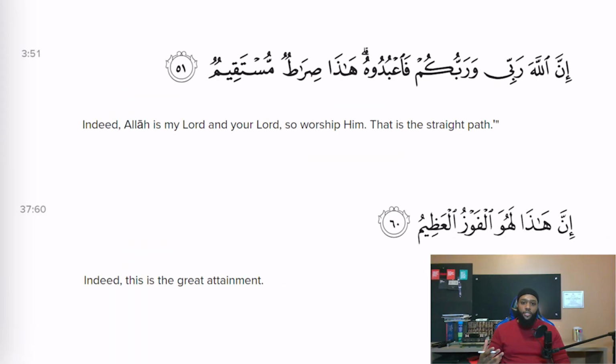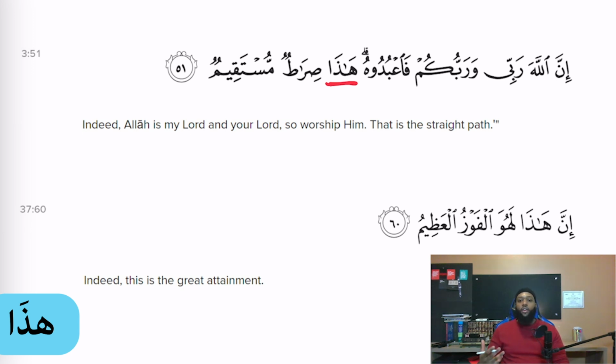So let's take a look at this first example here from the Quran. هذا, meaning this, in the masculine form. أعوذ بالله من الشيطان الرجيم بسم الله الرحمن الرحيم إن الله ربي وربكم فاعبدوه هذا صراط مستقيم.